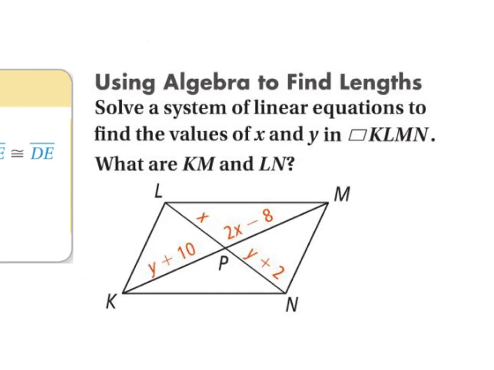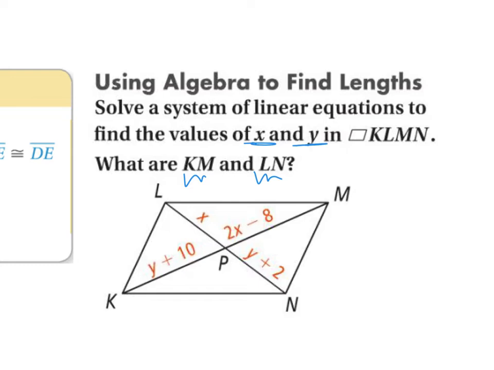So solve a system of linear equations to find the values of x and y in the parallelogram KLMN. What are KM and LN? So they want us to find what x and y are, and then they also want us to find the distance of KM and LN. So that's the whole way across. So we have four things we're solving for.